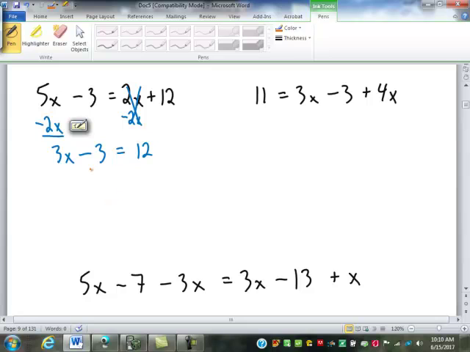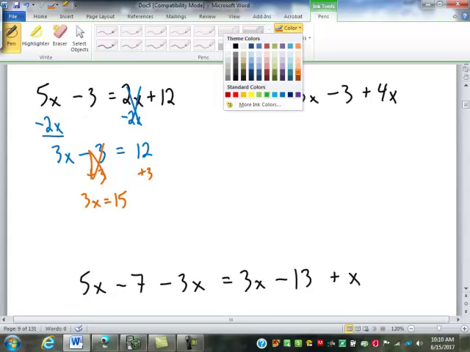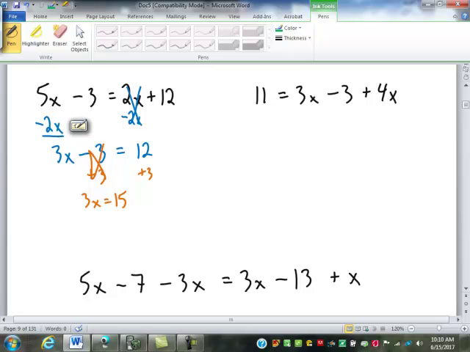Add the 3. Very good. So 3x equals 15. And then divide by 3. So x equals 5. And again, I'm going to trust that if you guys wanted to, you could plug them back in and verify that you get 22 on both sides.